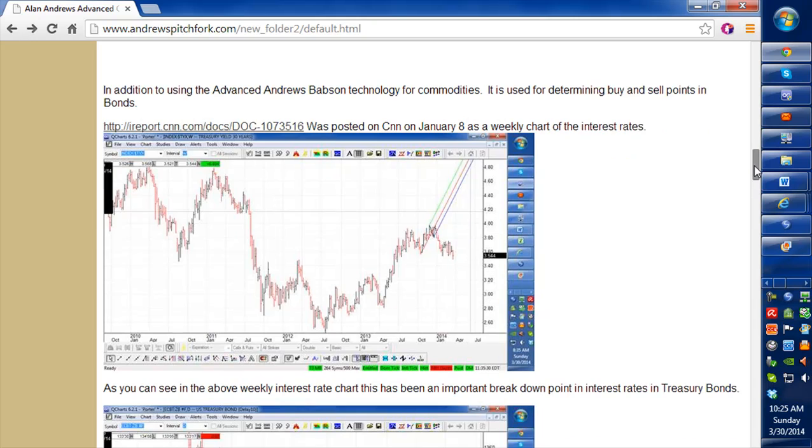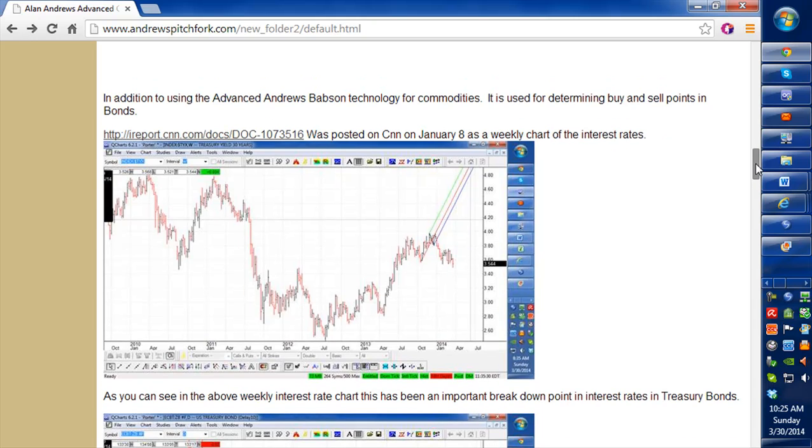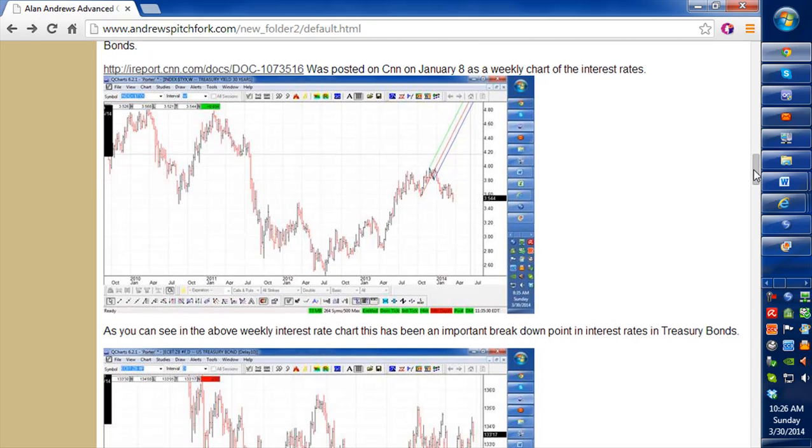Now let's take a look here. In addition to using advanced Andrews-Babson technology for commodities, it is used for determining buy and sell points in bonds. So back on January 8th, 2014, we posted a chart which did not have this nice down move here. Instead, it was before this down move occurred, and at that time we were considering the idea that prices had a good chance of popping this magic level, which was the 4.0 level.